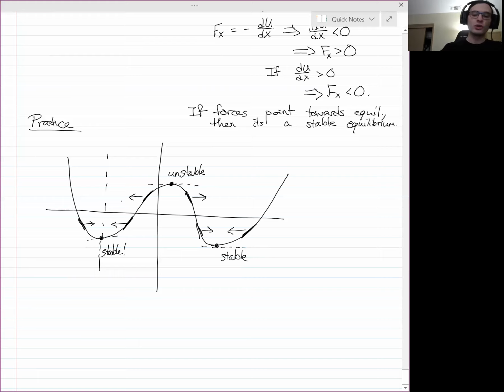Further, if I told you the amount of energy that this system had, inflection points don't really tell you much about whether the equilibrium is stable or not. Let's say that we had this much total energy, and let's say that we initially start at this position. Well, where could our particle possibly go?